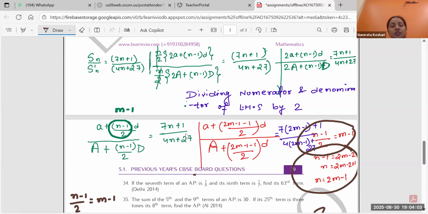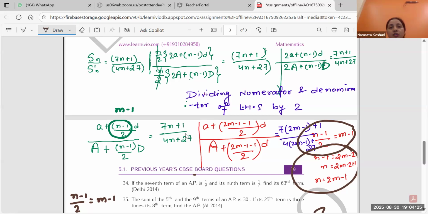The only condition is that the placement of the term should be the same in the numerator and denominator. That means the 10th term for the numerator, the 10th term for the denominator. This way we can find the ratio. The 20th term for the numerator over the 20th term for the denominator. This way we can find the ratio.